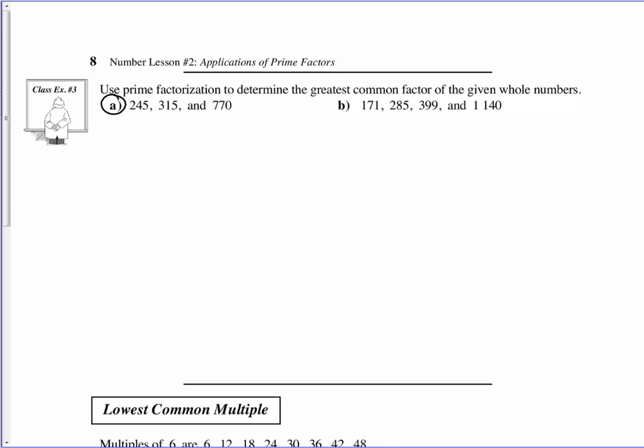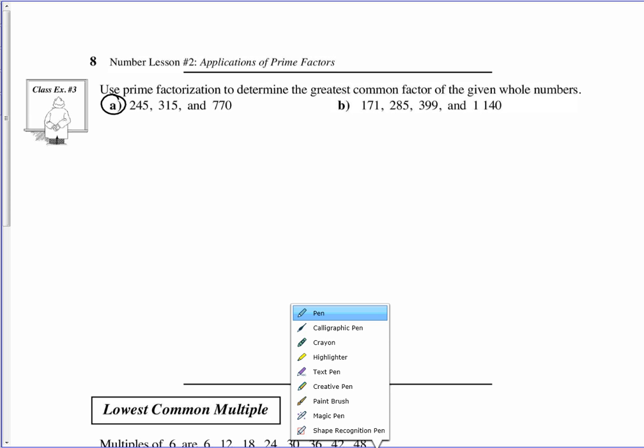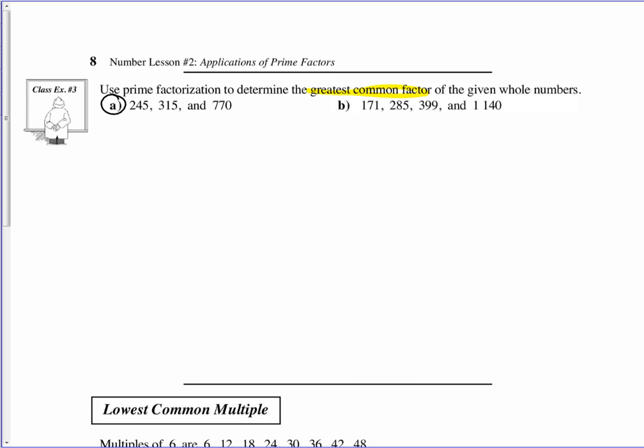Okay. So we're going to find the greatest common factor. The greatest common factors are always smaller than your sets of numbers, right? They're the factors. Keyword is factor. So make your trees or division table. Let's prime factorize each one.